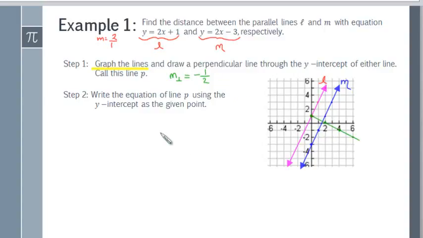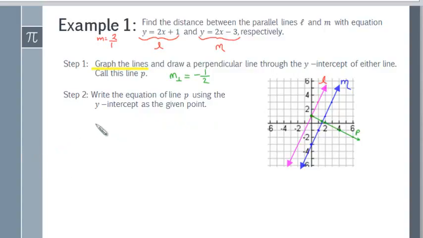Okay, so now I have my perpendicular line drawn. Ultimately I'm trying to find the distance between these 2 points here. So I can find the length of the segment between these 2 points, and that will be the distance between my 2 lines. But I need to show that algebraically. First I'm going to call this line P.